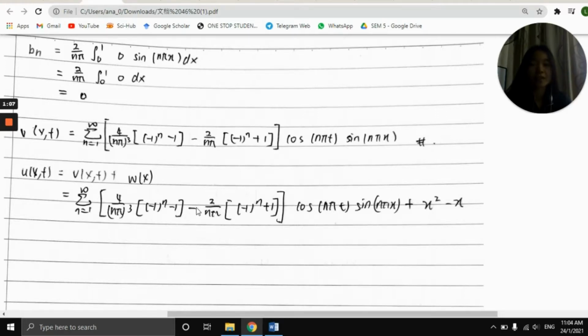I hope that you really know how to find the u(x,t) from the non-homogeneous wave equation.